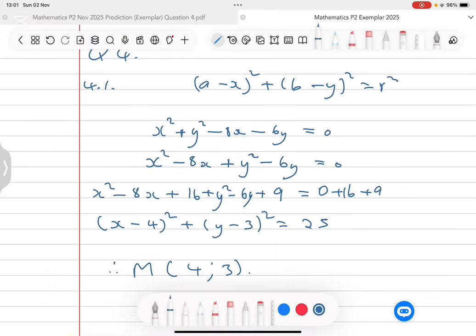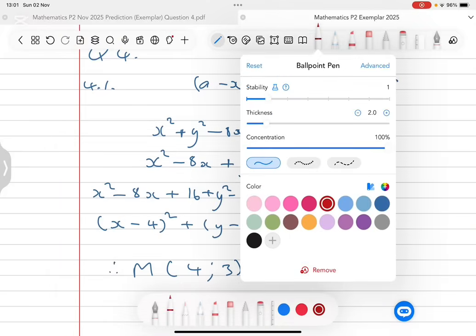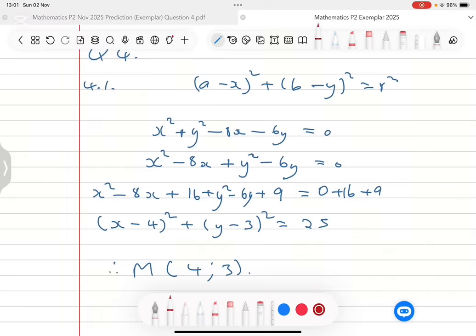This question will carry 3 marks. We'll have a mark for completing the square, for finding our equation, and also for writing the final answer.